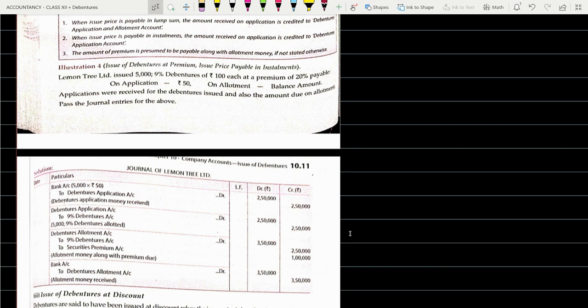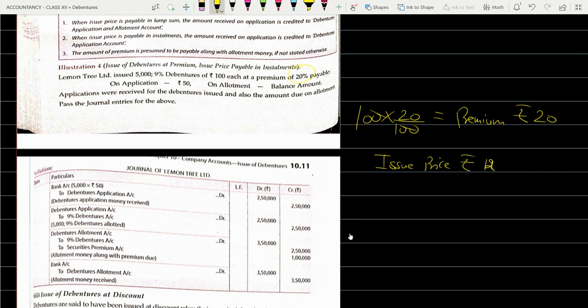Okay. So here they have not asked you to prepare a balance sheet like the previous problem. Only journal entries they have asked. And it is mentioned in the question very clearly that 20 percent is your premium amount. So if you calculate 20 percent on 100 rupees, that will give you rupees 20 as your premium amount. That means the issue price, you're issuing this debenture at the rate of rupees 120.